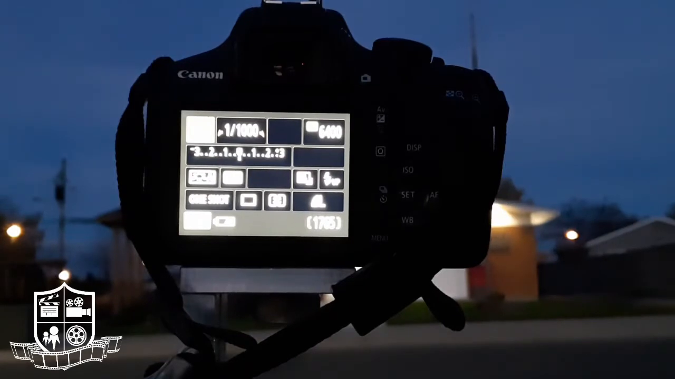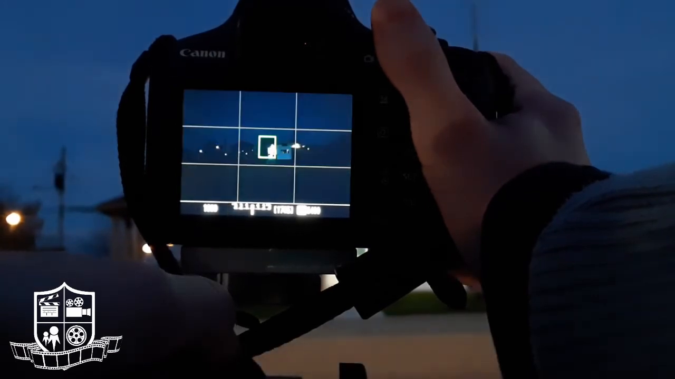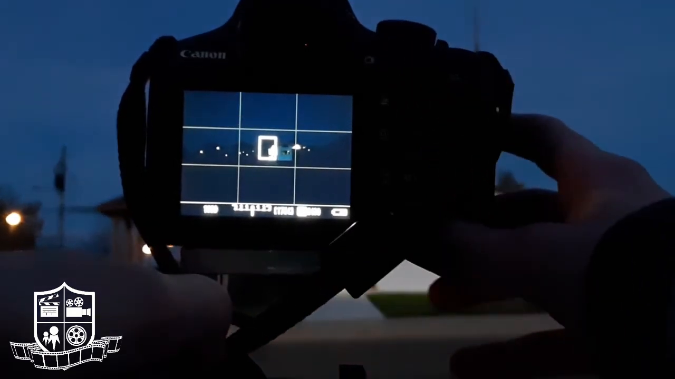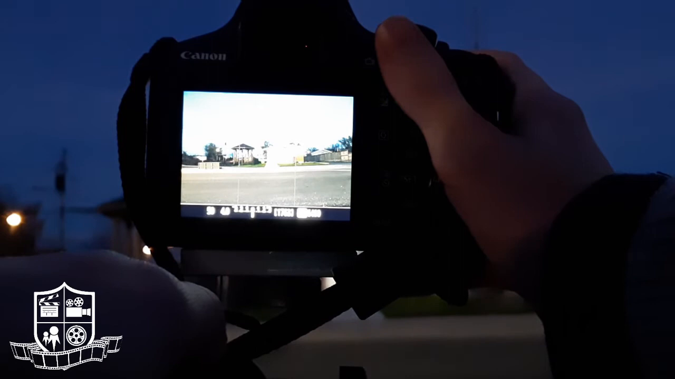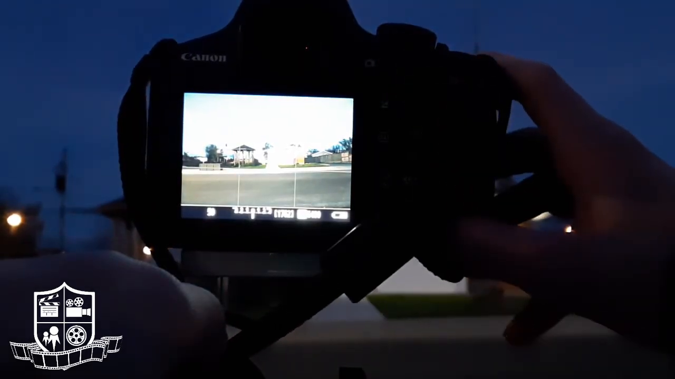Taking a photo of a moving object can change the way your photograph looks. For example, if I took a photograph of a moving vehicle at 1/1000th of a second, the vehicle will create a freeze motion. If I took a photograph of another moving vehicle, but at 1/50th of a second, the vehicle will create a blur motion.